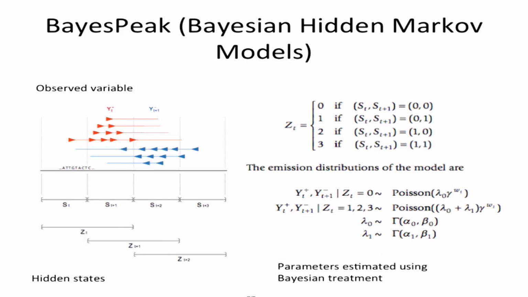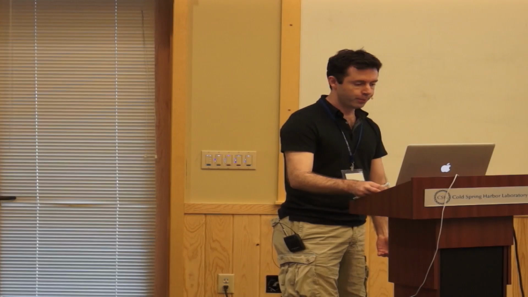Basically you have hidden states, which are the presence of a peak or not, and you have observed states, which is the number of read counts per window. And you have a model that's also using the Poisson distribution as a way to estimate whether in each window of a genome, you're more likely to be in a peak state or in a non-peak state. This is basically using a hidden Markov model.